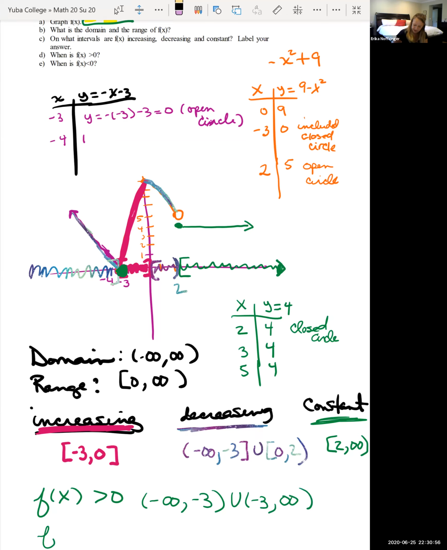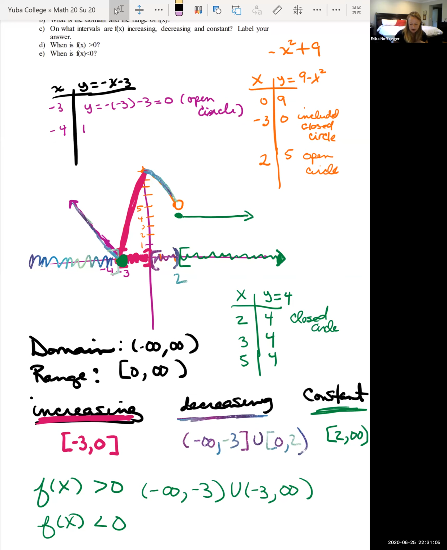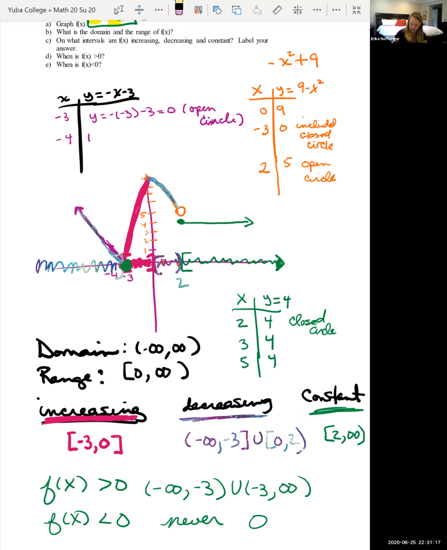Whereas f of x strictly less than 0, well, this graph never crosses the x-axis. It does touch. There's no y values that are negative, and so nowhere. Or maybe I might put the empty set. Doesn't happen.